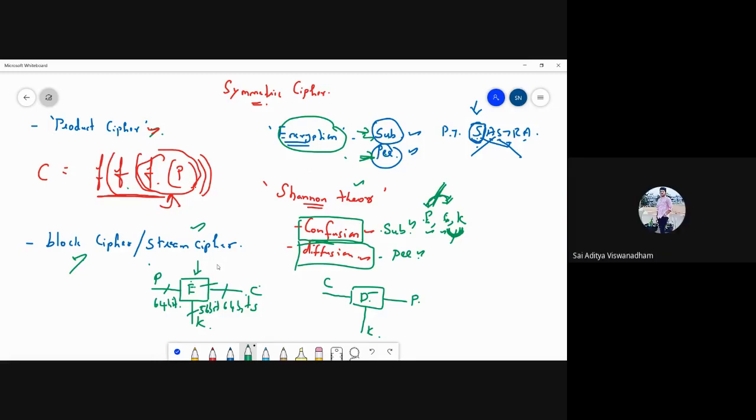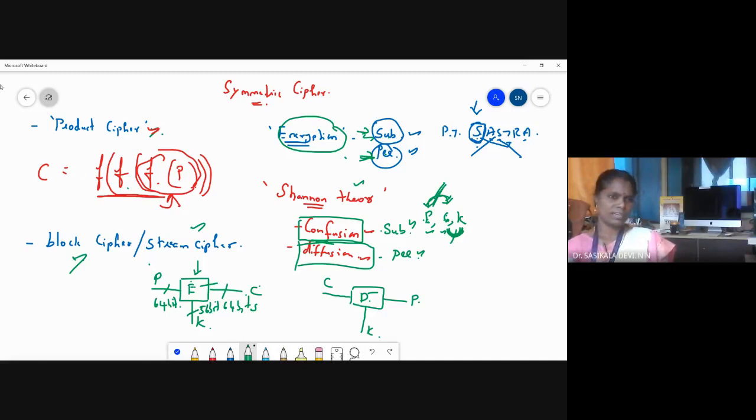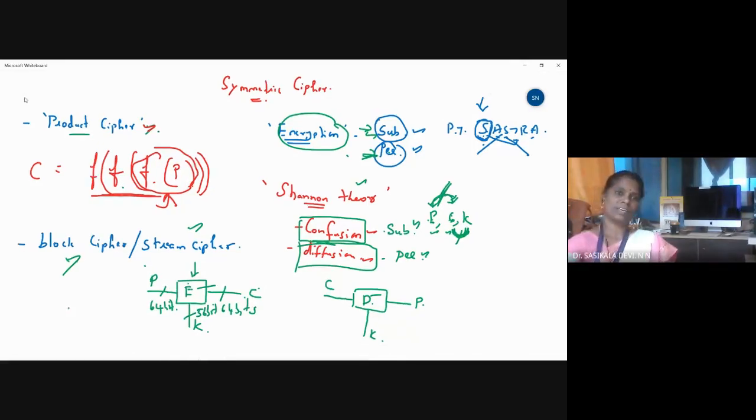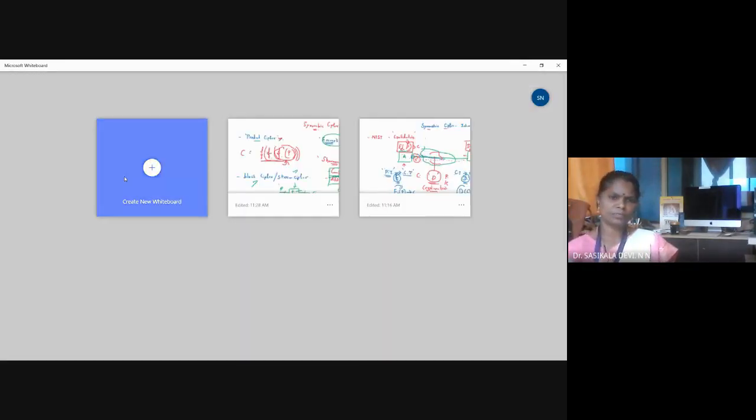Yes, ma'am. Okay. So next, these are two important terms related to symmetric cipher. All the modern symmetric ciphers are product ciphers, and all the modern symmetric ciphers are block ciphers. So you need to know what is block cipher and symmetric cipher. And next, we get into one more component.